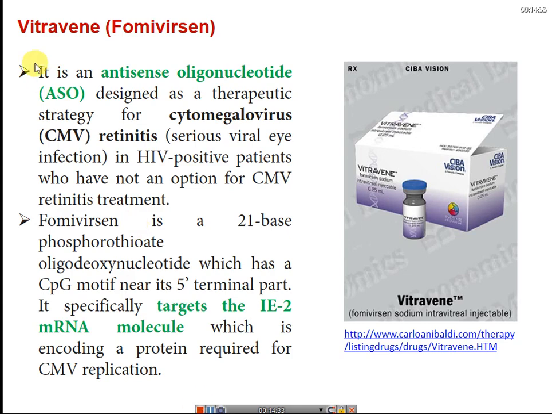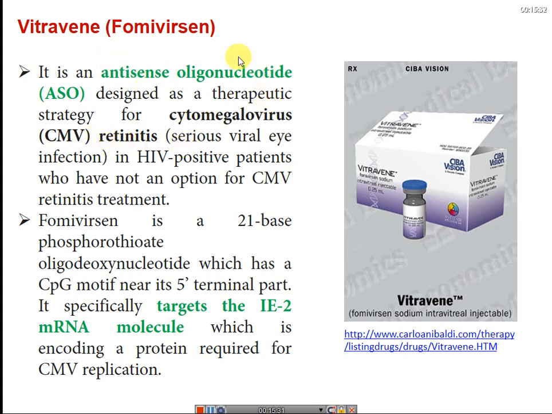Another drug used as gene therapy is Vitravene that we are taking as an example. This is an antisense oligonucleotide. So now we have a altogether different strategy of combating genetic disease. We can use antisense oligonucleotides as a gene therapeutic product. This Vitravene particularly is designed as a therapeutic strategy for cytomegalovirus retinitis. This is a serious viral eye infection in HIV positive patients who don't have another option for CMV retinitis treatment. So we can administer this antisense oligonucleotide in such patients for treatment of cytomegalovirus retinitis.